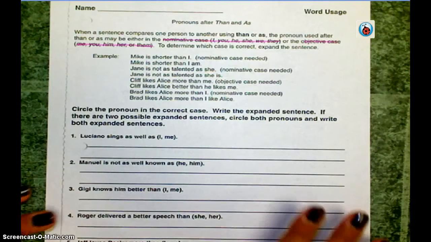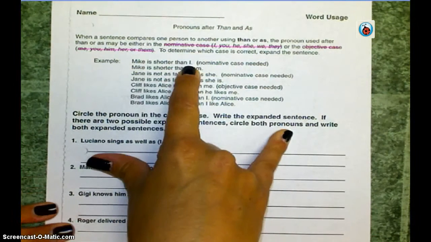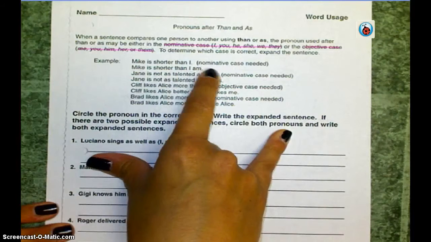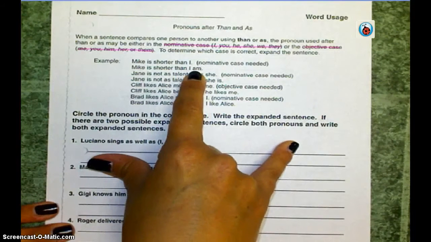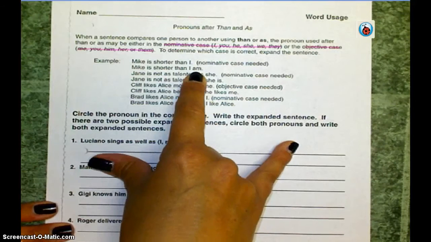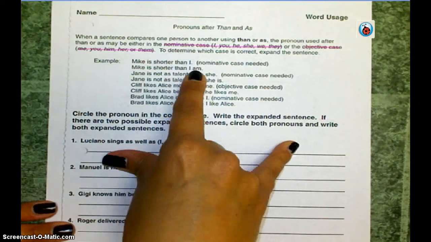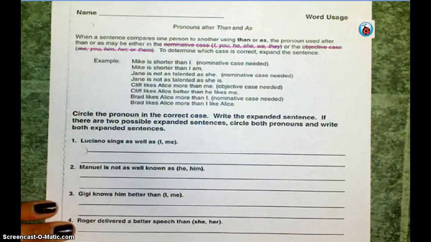If you look at the example, it says Mike is shorter than I. When you expand the sentence and you put the verb there, this is Mike is shorter than I am. I know you're going to say, oh my gosh, Ms. Rizzo, that sounds wrong. Mike is shorter than me. No, because you would never say Mike is shorter than me am. Right? You need that nominative case, that subjective pronoun that shows it's the subject. And I know we've talked about nominative case and objective case before, so this should be a review.